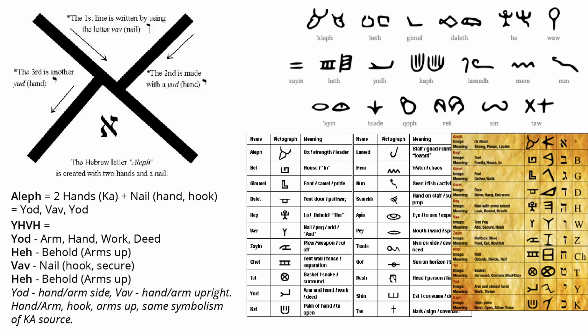Arms and hands are everywhere, and all has to do with our actions. The hand, the arm, the hook, the arms up. It's the same symbolism of the Ka. That's the source symbolism. It has to do with our upright arms and our upright actions, living upright, in straightforward, in upright righteousness in Ma'at.